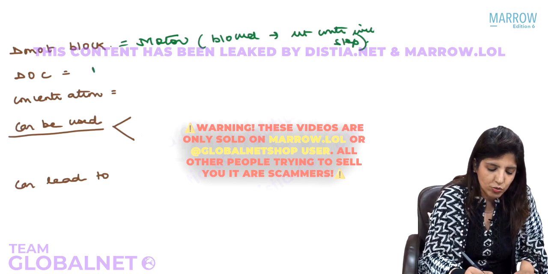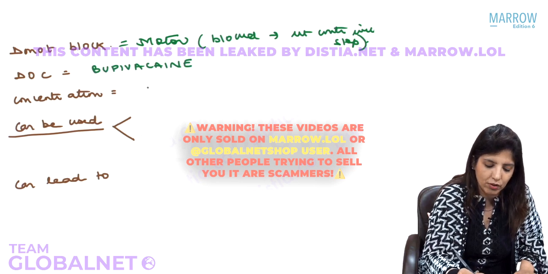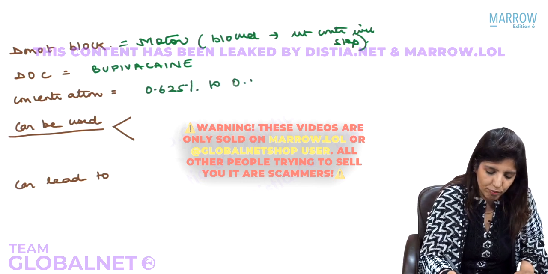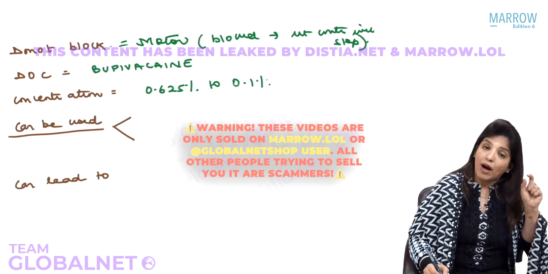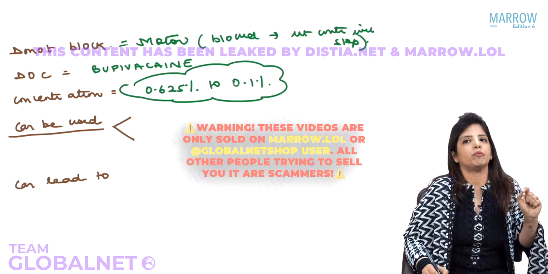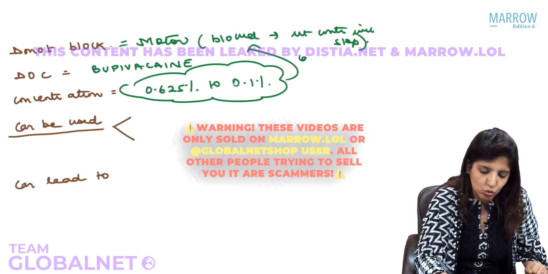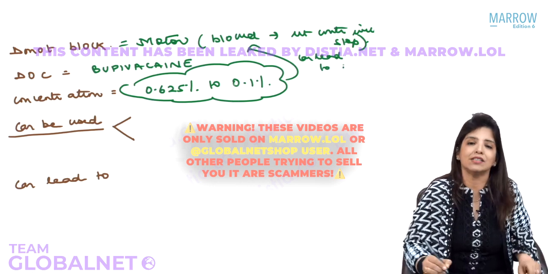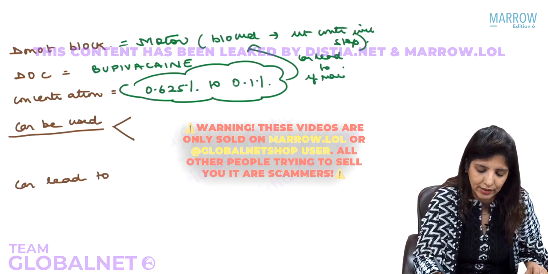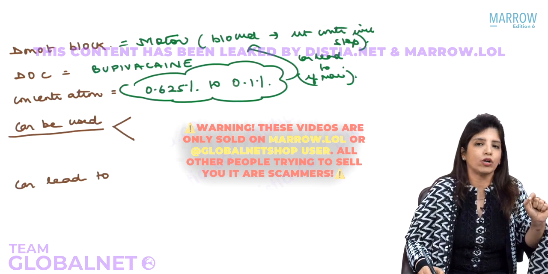The drug of choice which you are going to use is bupivacaine, and its concentration is very, very important. It is 0.0625% to 0.1%. Why am I saying its concentration is important? Because if the concentration of bupivacaine goes higher than this, then it can lead to motor block, and that is something which we don't want, right? So the concentration of the drug is very, very important in epidural block.